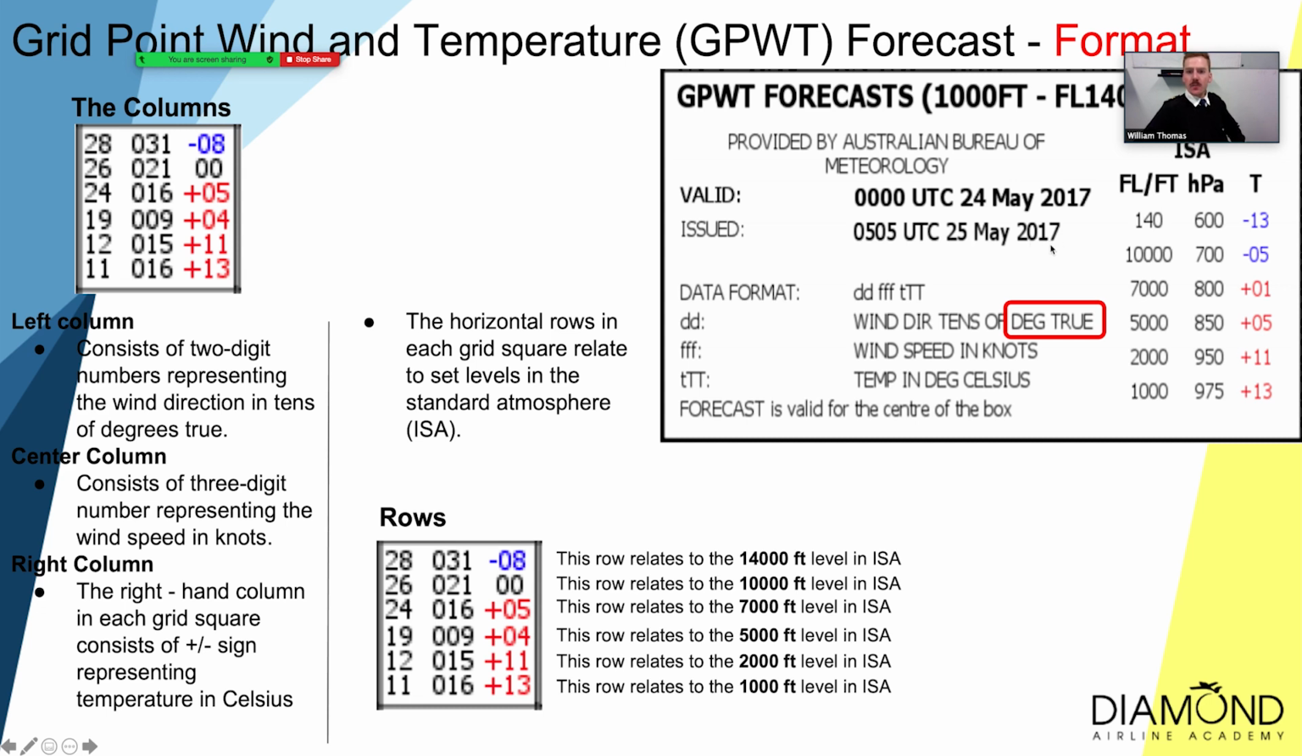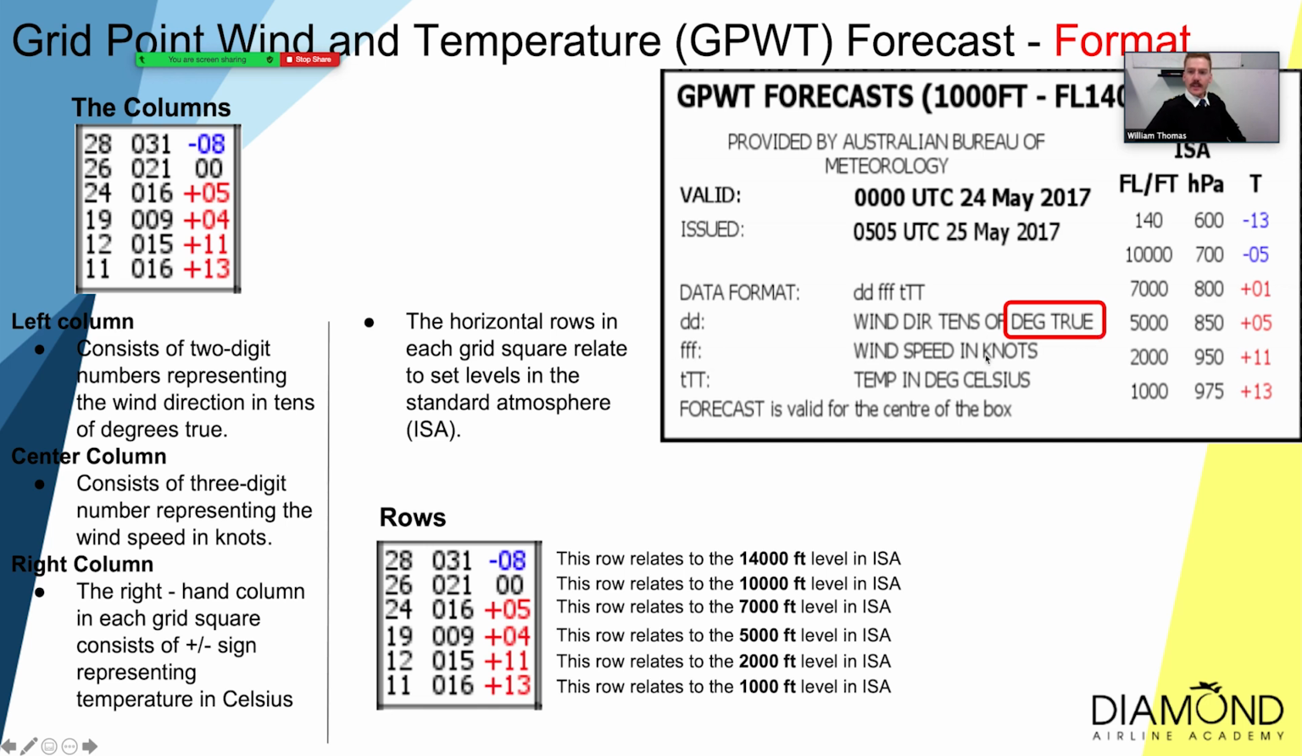All right, and this is the format we have. So the data format is DD, FFF, TTT. DD stands for wind direction in tens of degrees true.